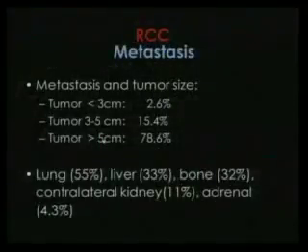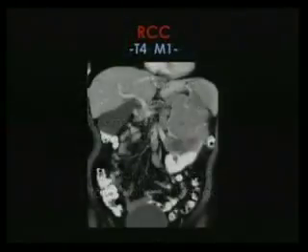If we talk about metastasis, depending on the size of the tumor, the incidence is different. If the tumor is less than 3 centimeters, the incidence is around 2%. If it's more than 5 centimeters, the incidence is close to 80%. Metastases go to the lungs, liver, bones, contralateral kidney, and adrenals. One example, in this case, we have direct extension of the tumor into the spleen, and also a left hepatic lobe secondary lesion.